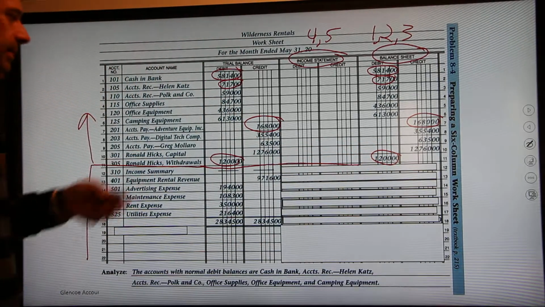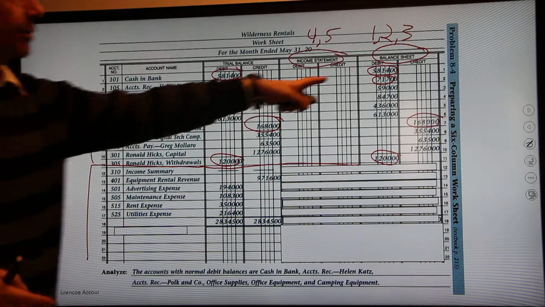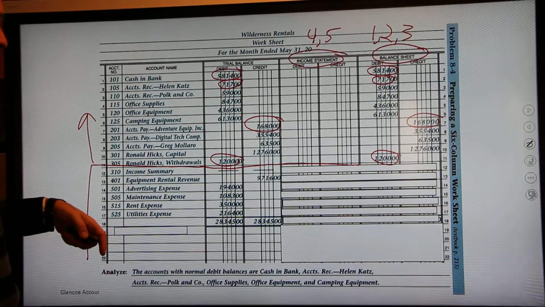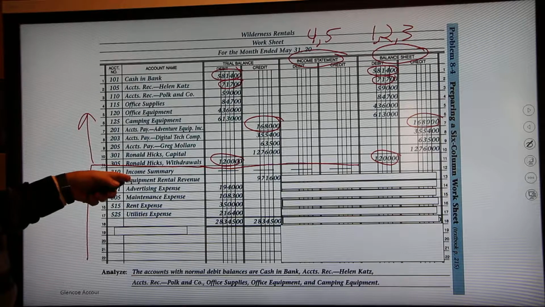Alright? But now we get to income summary, and we get to our revenue and our expenses. Those don't appear on our balance sheet, but rather they go into the income statement columns. Same rule though: if it's a debit here, it would be a debit on the income statement. If it's a credit, it would be a credit.